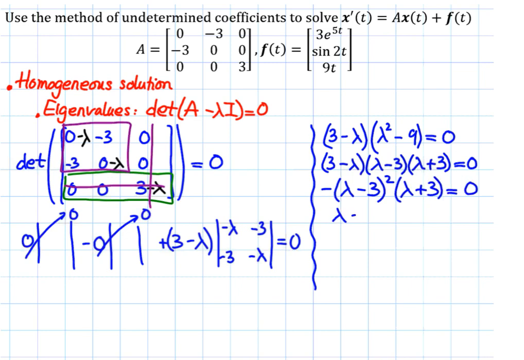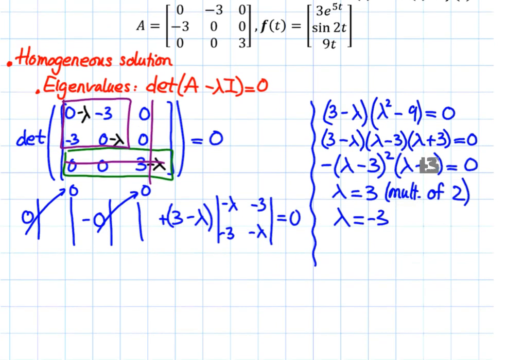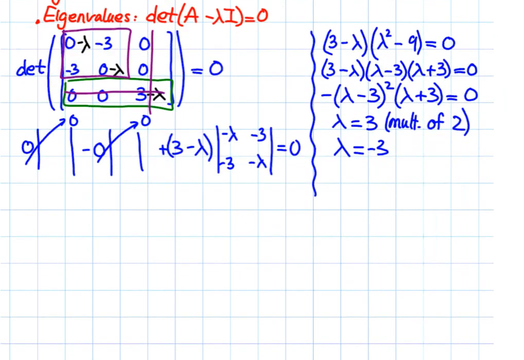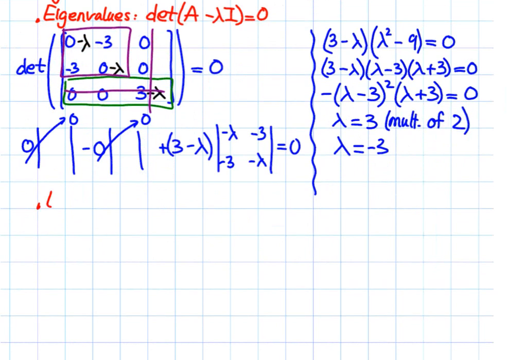So we have lambda equal to 3, multiplicity of 2, and lambda equal to negative 3. Right. So that is the eigenvalues. Now we'll find the eigenvectors corresponding to lambda equal to 3, and there are 2 of them.